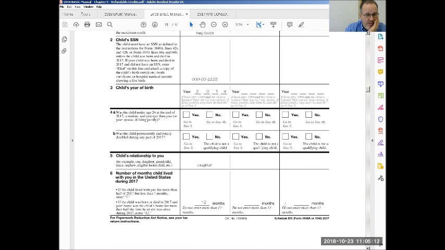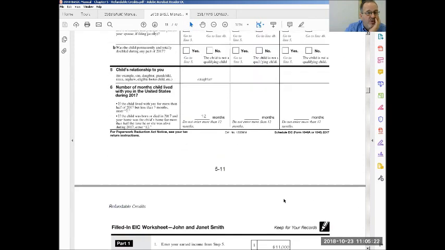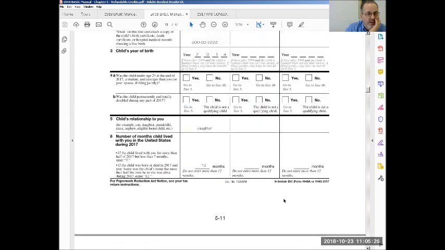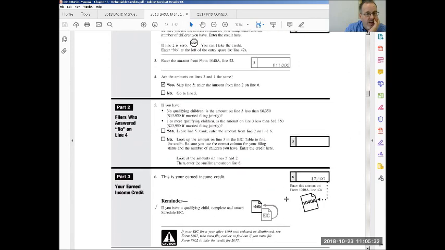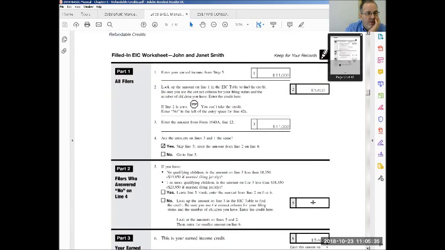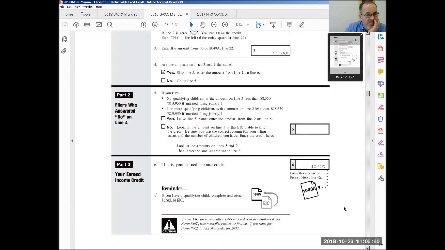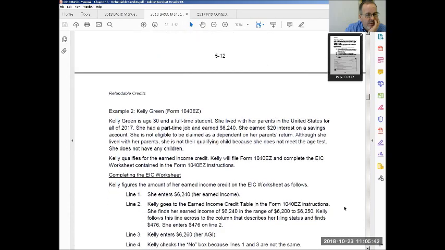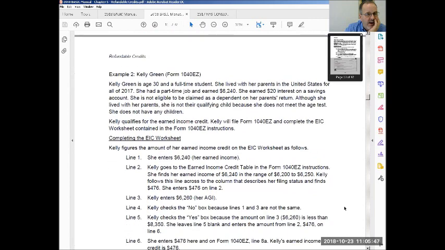They've got a relationship, and then the number of months, residency. A lot of things, remember back to our qualifying child rules. All those things are in the qualifying child rules as far as those questions. You have to answer them and make sure that all of this is correct. On the next page, 512, it shows the EIC worksheet, basically the calculation they're talking about. We have another example there on page 513.